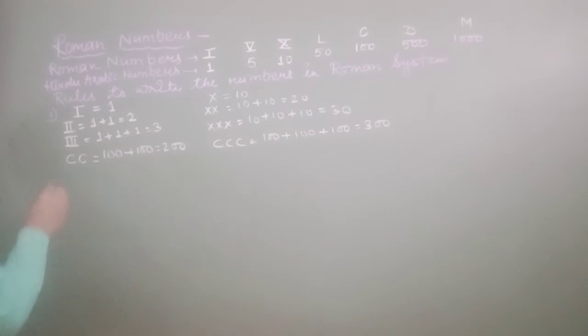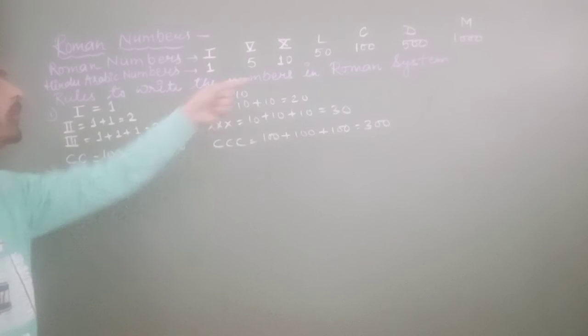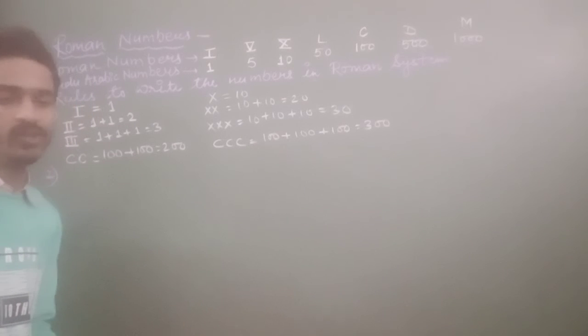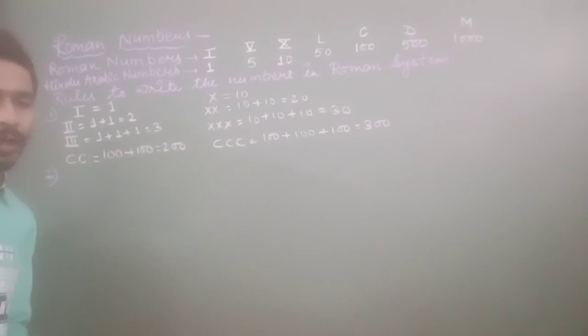The values of the repeated letters get added. Rule number 2: a smaller number written to the right of a number of greater value means addition. That means if 5 is written to the right of X, it means addition.